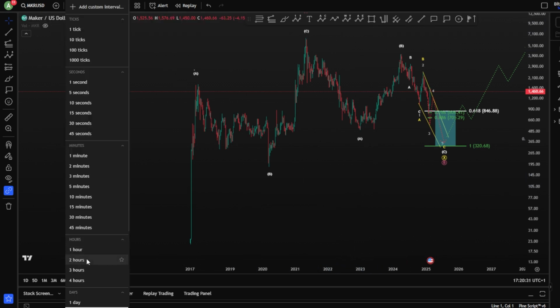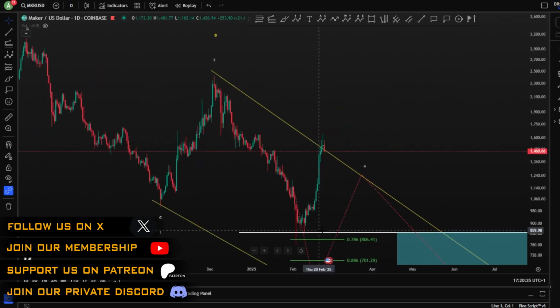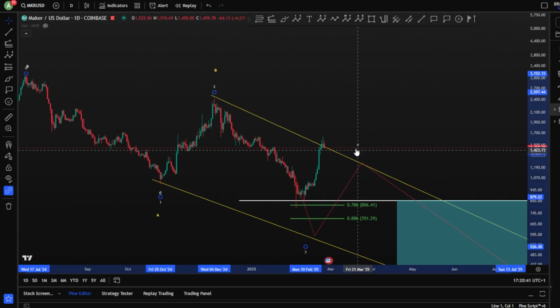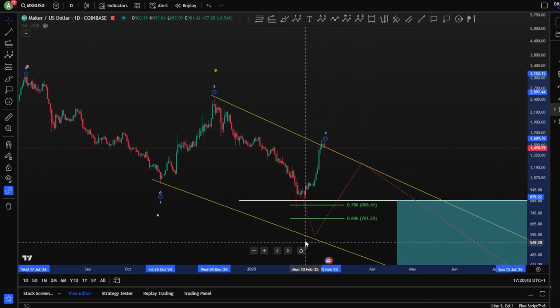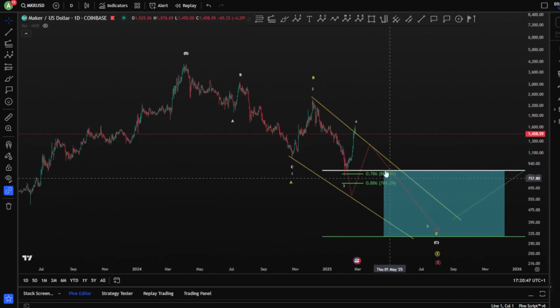Of course, you're wondering why I'm making a Maker video, because we have hit our scenario perfectly at Fib level 0.786, and we are currently in this wave 4 toward the upside inside our leading diagonal. So, a perfect hit for our prediction here. And now we are in this wave 4, probably, and of course it's still unfolding.